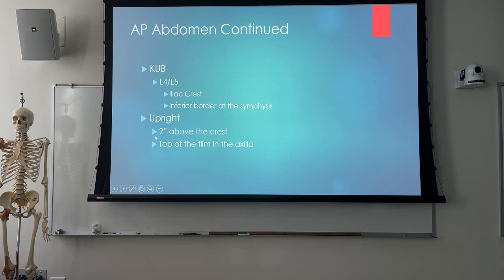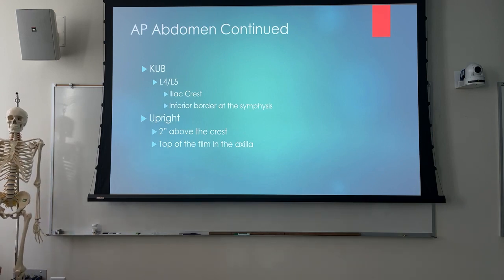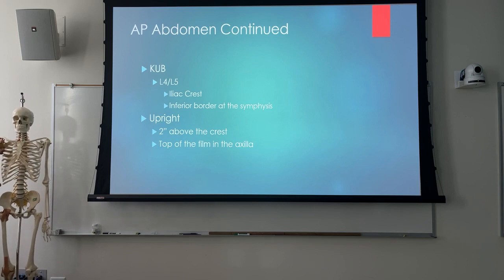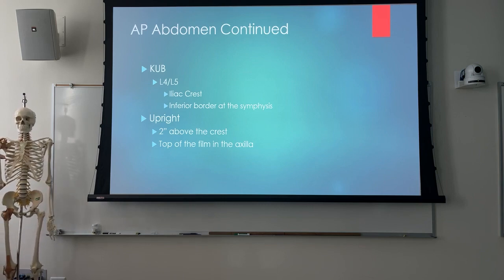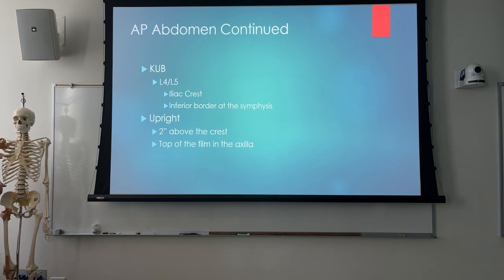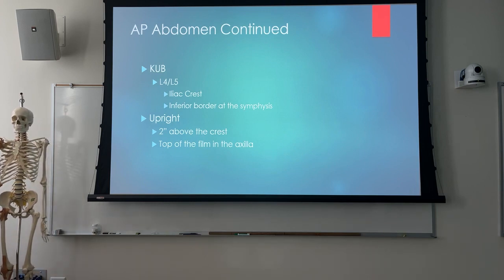Upright, the textbook says 2 inches above the iliac crest, but I'm telling you, it's much more difficult to find the iliac crest with patients standing upright. So really what I recommend is just put the top of the image receptor at the axilla, which seems like it's awfully high, because you look at this guy and the axilla is way up here, but consider that you've got some soft tissue that's going to push it down to about there, which is going to put the center of your image receptor right about here, which is the same positioning.